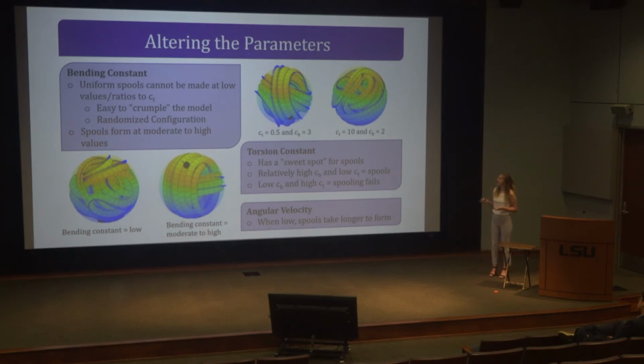For the torsion constant, it's a very iffy parameter. It has a sweet spot for spools. If the bending constant is high but the torsion constant is low, spools happen. That's this configuration right here. We have spools in vertical at this angle, and then another one back here. But when the bending constant is low and the torsion constant is high, we have spooling fail, which again is this right here. And then for angular velocity, at low angular velocities, spools take a little bit longer to form.